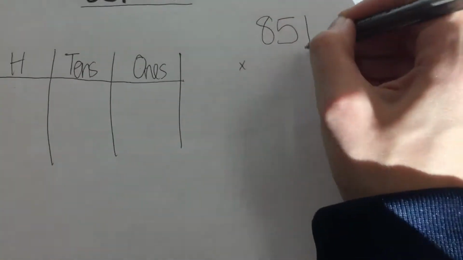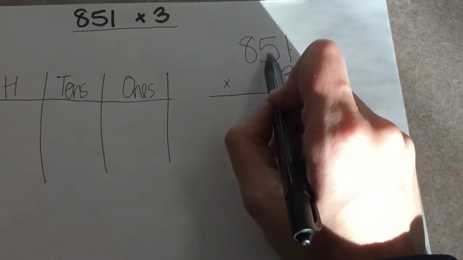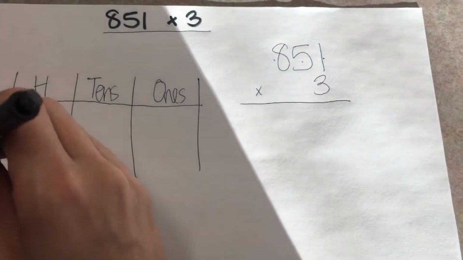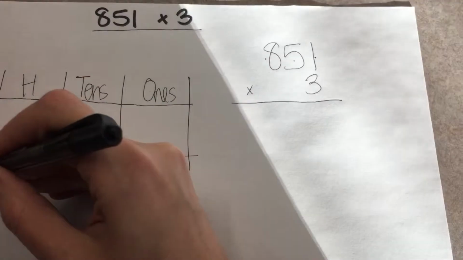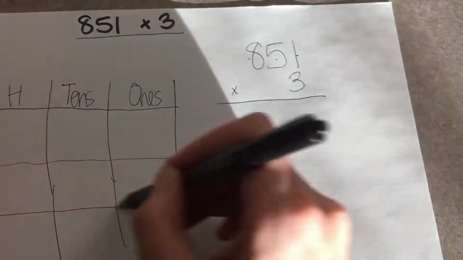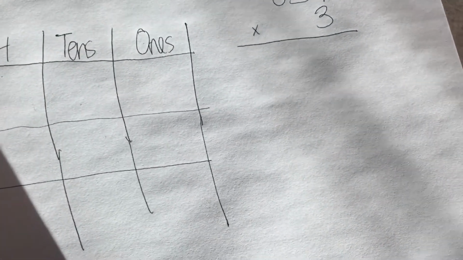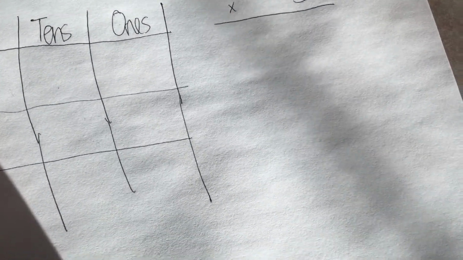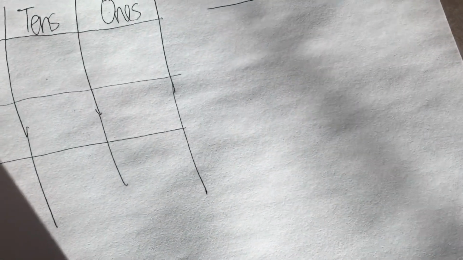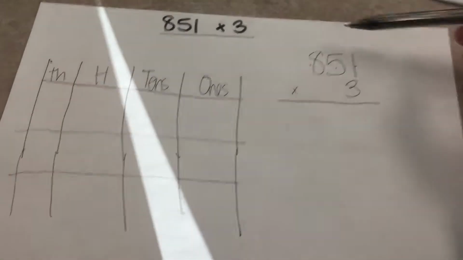851 times 3. Now this has 3 digits in it, so I'm going to create 3 spaces on my place value chart: 1 space for the ones, 1 space for the tens, and 1 space for the hundreds. And I'm going to tape down my paper so it stops moving around. There we go. All right, so first I'm going to start in my ones place.